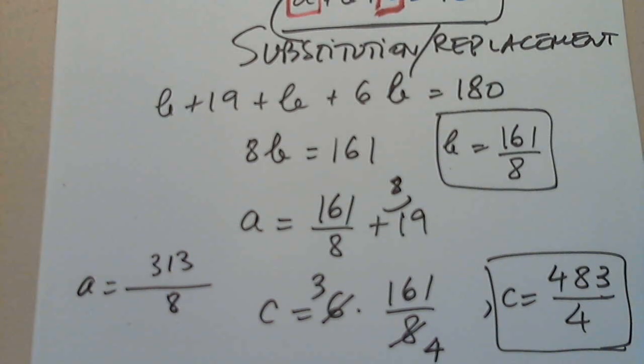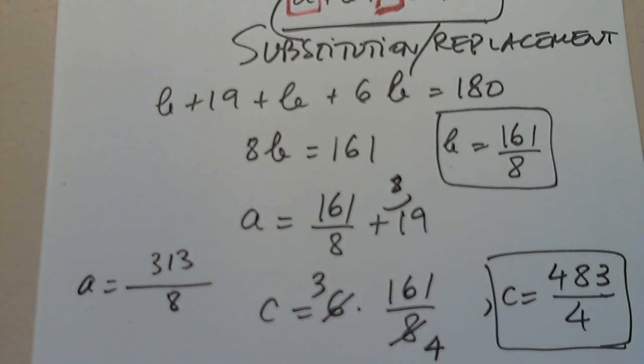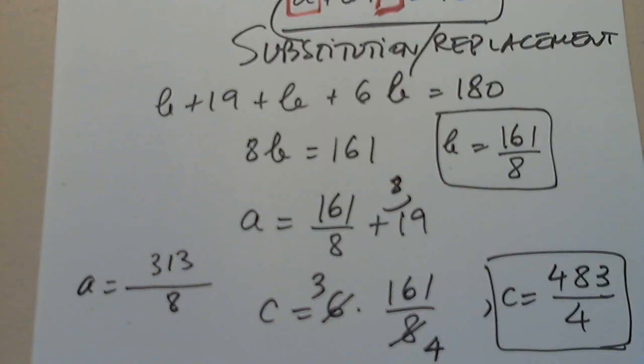What I am going to do next, I'm going to share my screen. Since they're not asking us to solve, they only want us to write that the second angle is B, the first angle is B plus 19, and the third angle is 6B. That's all they want us to do.